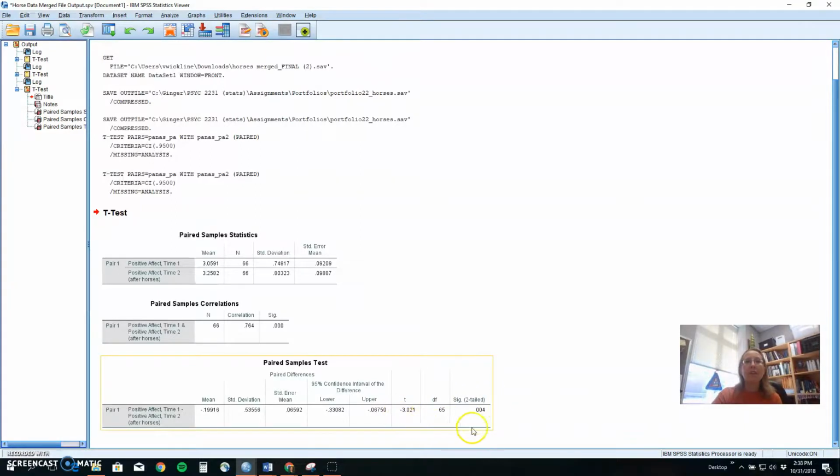Regardless, again, what we have here is a difference. Negative score means the second group is higher, and people really did report feeling happier and in a better mood after interacting with our little cuties.